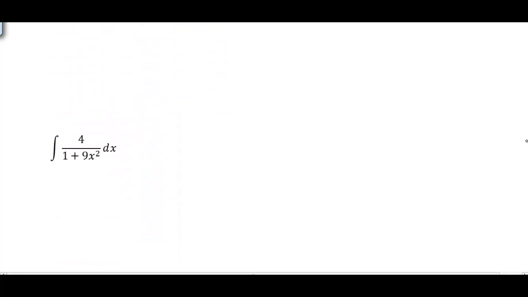Now the tricky part is identifying which formula you want to use. So here we have the integral of 4 over 1 plus 9x squared. Again, pause the video and see if you can work this one out on your own. All right, so if we look at this one, we don't have a square root.